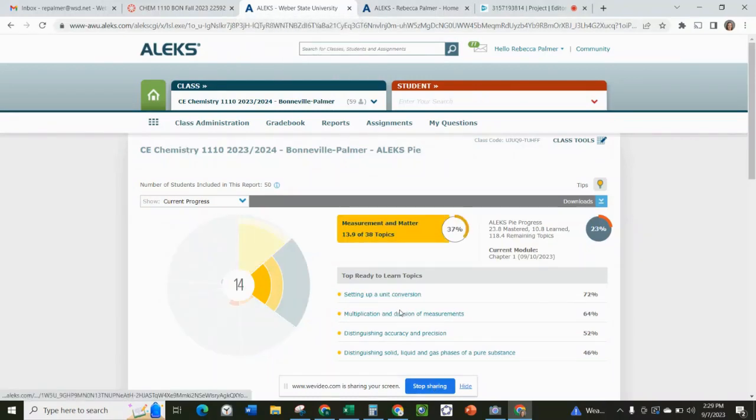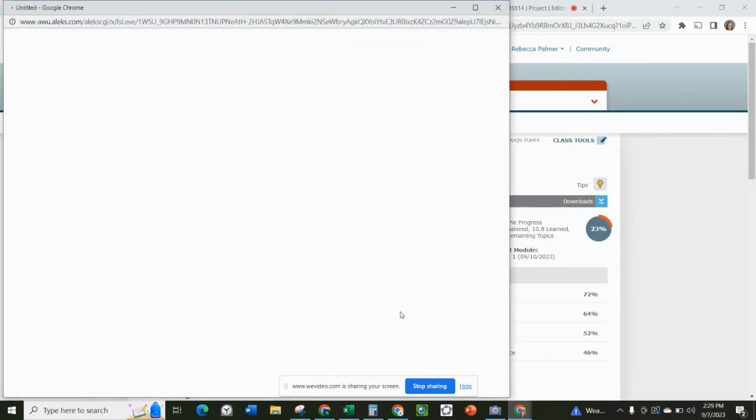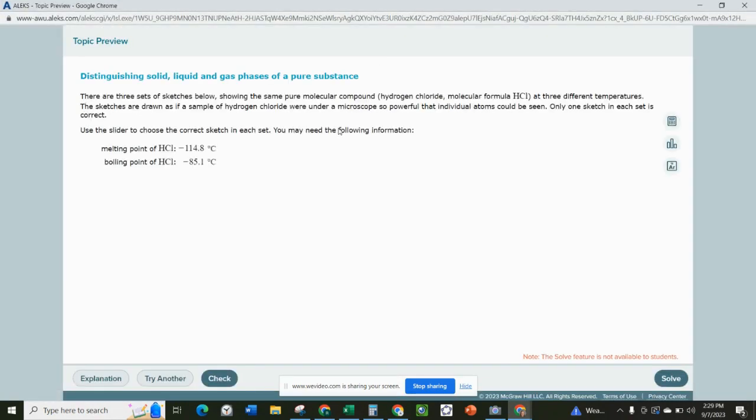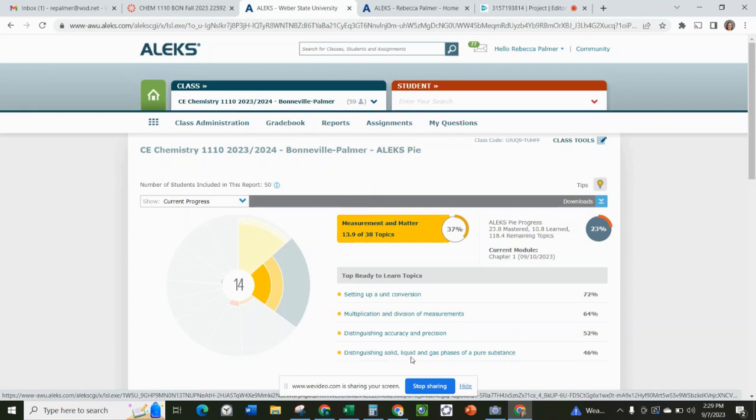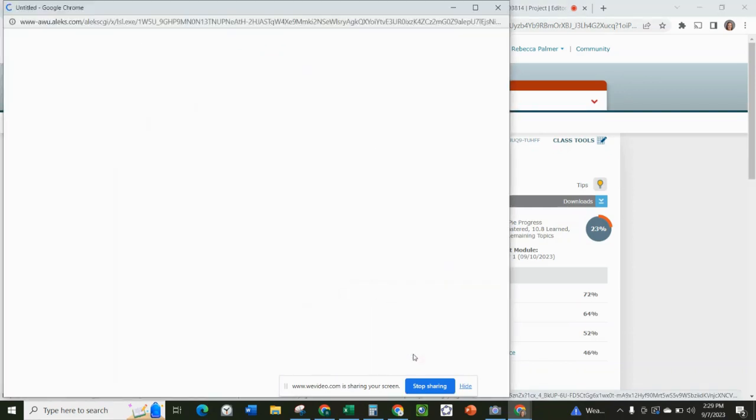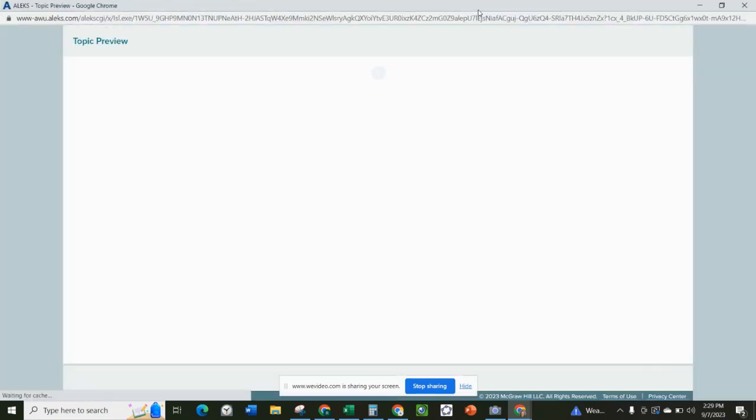Okay, so I can see topics that we need to look at. I have made a video of these first three, so you can look in Canvas to find those. I'm going to go over this one, distinguishing solid, liquid, and gas. So we'll go over this one together.